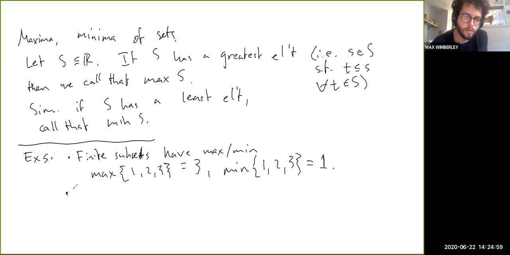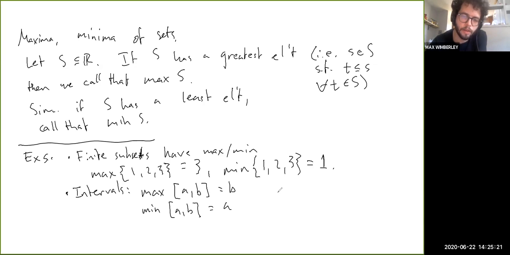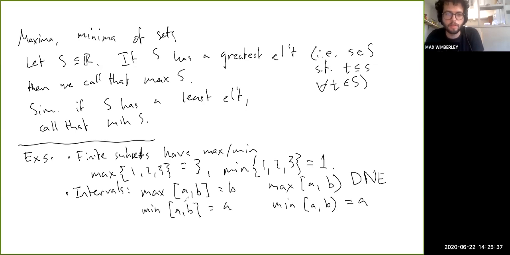Intervals. I'll explain a little bit of notation here. So I'll just write some of this stuff. So max of [A, B] equals B, min of [A, B] equals A, max of [A, B) does not exist, min of [A, B) equals A, and you can kind of fill in the blanks yourself for the rest of them.